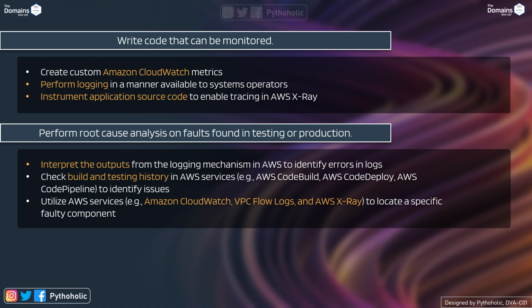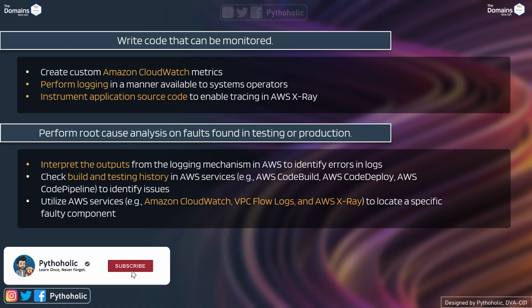The next one is to perform root cause analysis, or RCA. RCA is very important for any developer. So perform root cause analysis on faults found in testing or production. As a developer, the most important thing could be how good you are at debugging the outputs that you have, and interpreting them to find what errors they can have.